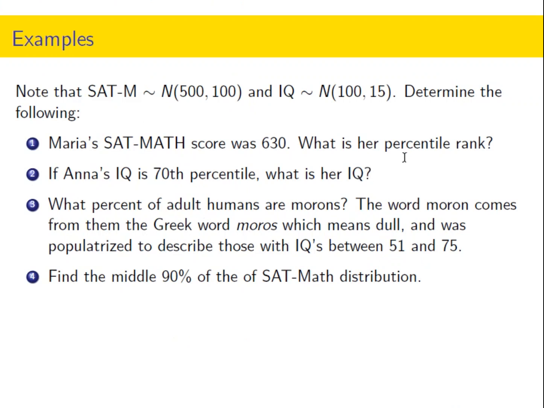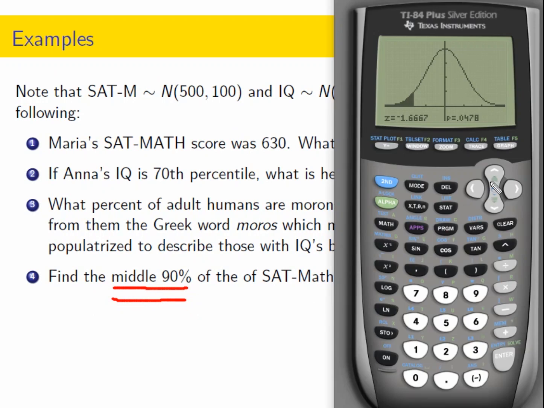Okay. And then just to flip this around, find the middle 90% of the math distribution. This is related to statistical estimation. We often want to find the middle portion of a normal distribution. And on the graphing calculator, of course, we can use inverse norm. So let's show that.